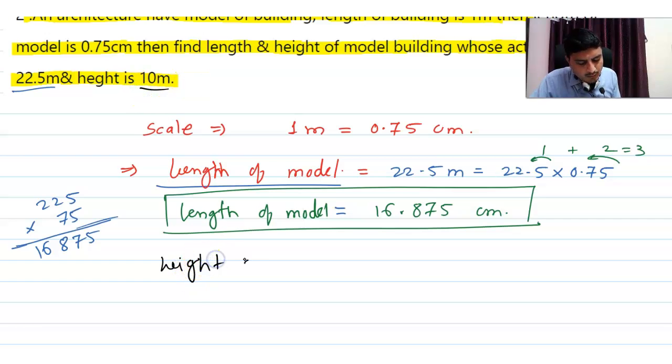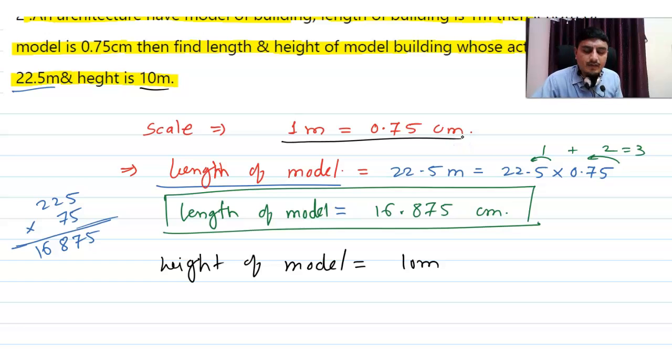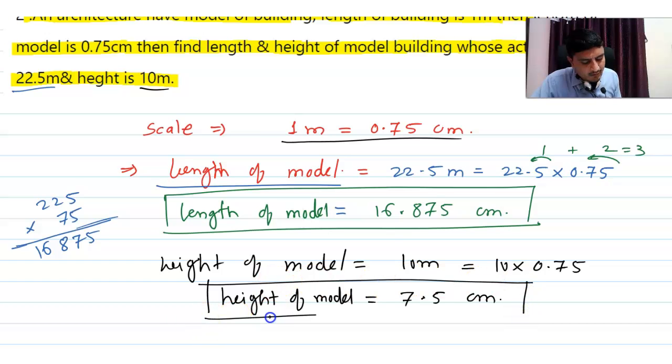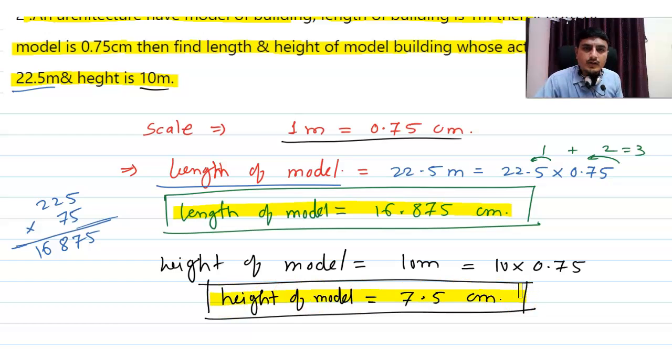Height of model we have now 10 meter. Once 1 meter equals 0.75, multiply both sides by 10, so we get 10 meter equals 10 into 0.75, that is 7.5 centimeter. So we write at last the height of model equal to 7.5 centimeter. Hence here we have all 5 questions from the first chapter, similarity. Thank you.